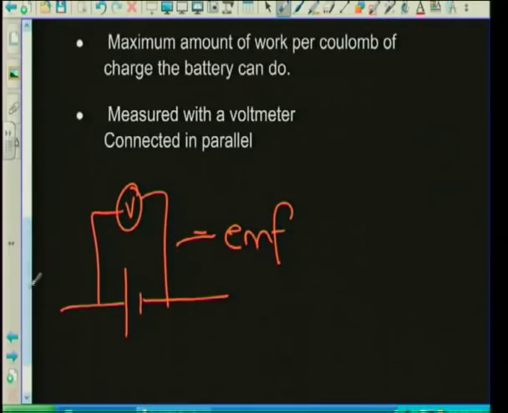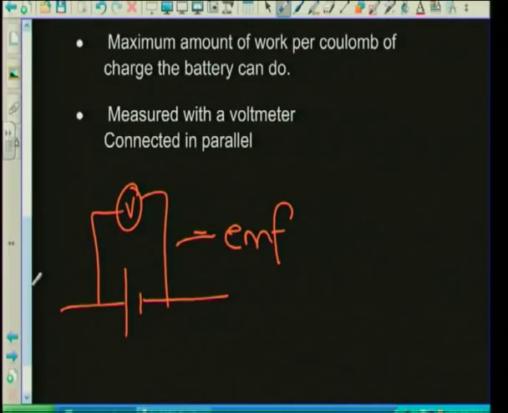Here we're going to be looking at rather big charges, because remember, we're talking millions and millions of electrons that are moving at a time. So we get lots of charge moving. All right, so why do we call it potential difference?